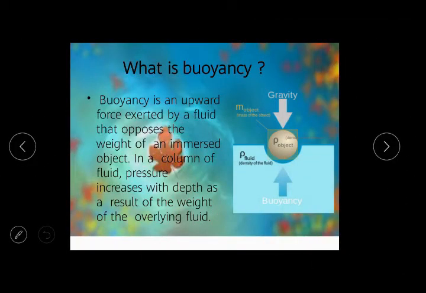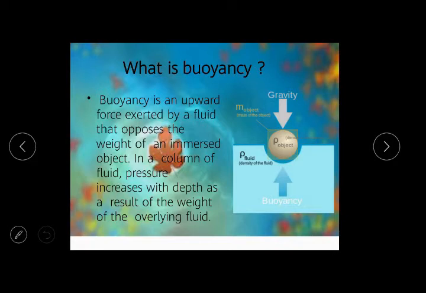So what is buoyancy? Buoyancy is an upward force exerted by a fluid that opposes the weight of an immersed object in a column of fluid. Pressure increases with depth as a result of the weight of the overlying fluid. Buoyancy is the force exerted by a fluid that opposes the weight of an immersed object.